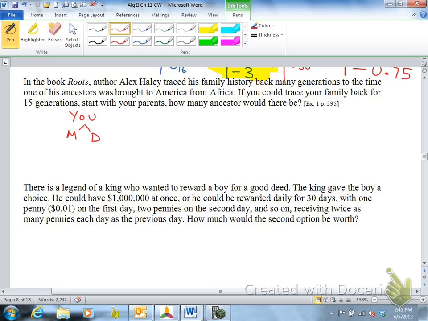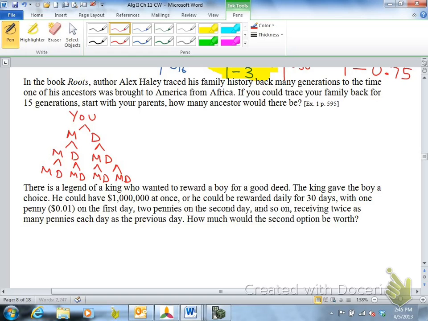And your mom had two biological parents, mom and dad, which to you would be your grandparents. And your dad had a mom and dad, those are your other grandparents. And then your grandma had a mom and dad. Your granddad had a mom and dad. Your mom had a mom and dad. And your grandma, ooh, hopefully your mom isn't also your grandma.